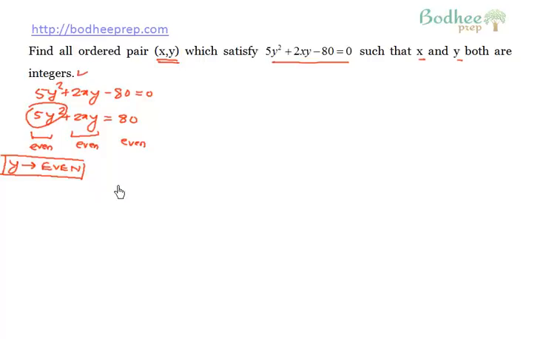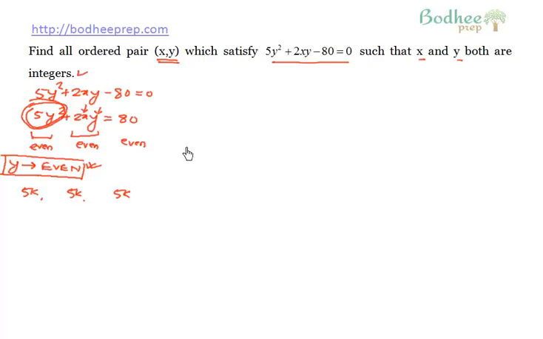Further, we can see that the first term is a multiple of 5, the RHS is also a multiple of 5, so the second term has to be a multiple of 5, which can be done in two ways, either keeping x as a multiple of 5 or y as a multiple of 5. So we have two cases here. But y will always be even, that is sure, because otherwise if I take y as a multiple of 5 but an odd number, this expression will be odd, and odd plus even will never give us an even number.